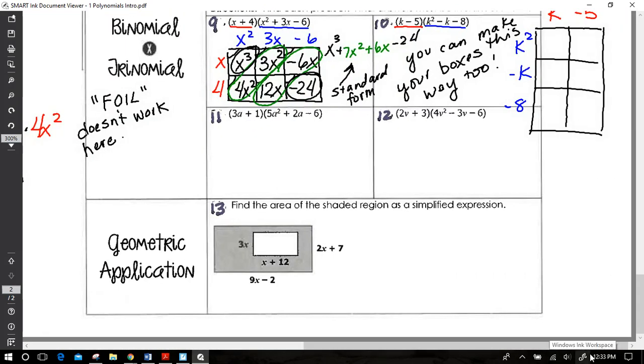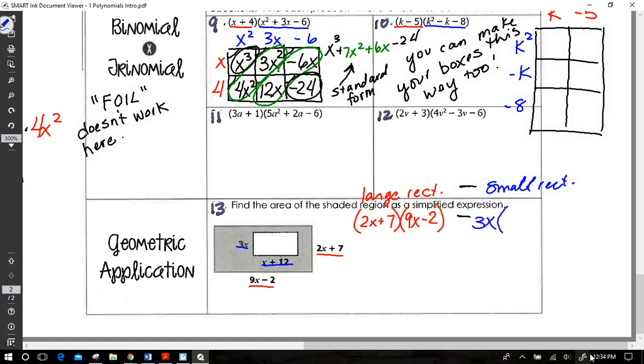So let's go ahead and write this down. My large is out here, so I have 2x plus 7 times 9x minus 2. So that is the large rectangle. And I will subtract the small one. Okay, so 3x is the monomial, I want to put that first, times x plus 12. So I am going to need to multiply all of these together. I'm going to use this as an opportunity, since I have limited space here, to show you one more time the FOIL method, okay?